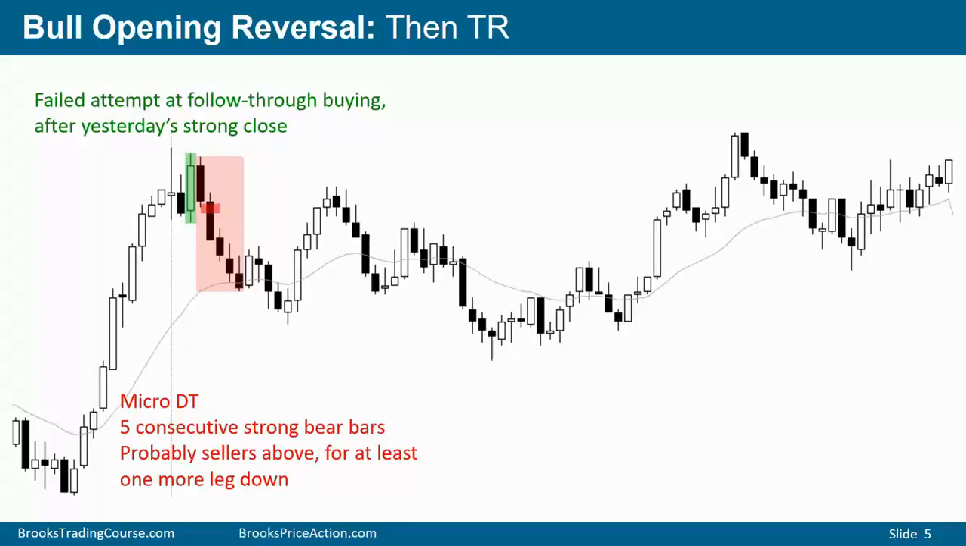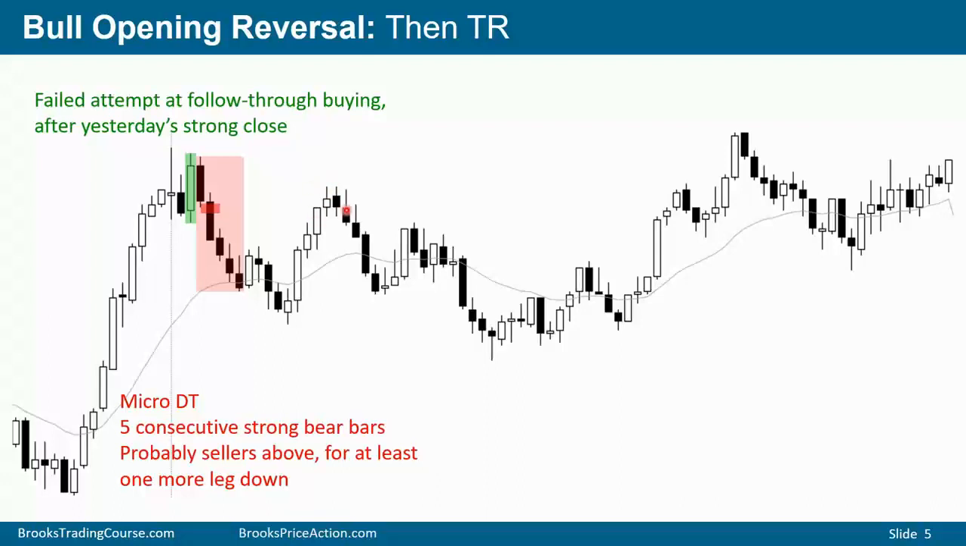Also, take a look at here. You see the high of this bar and then the moving average. See right in there? There's a gap. There's space between the high of this bar and the moving average. So that's a moving average gap bar. And that often leads to the final leg of a bull trend before the market attempts a major trend reversal.